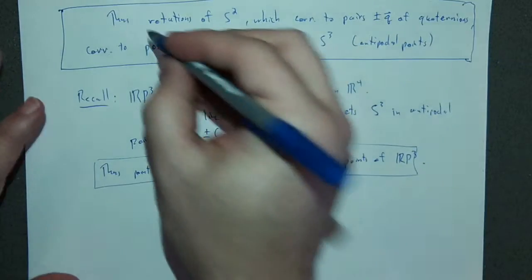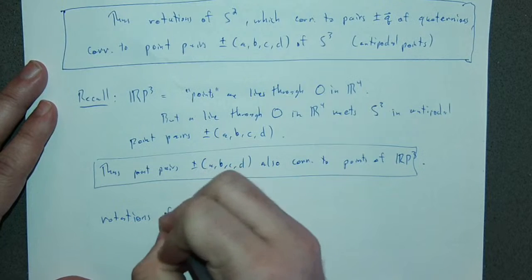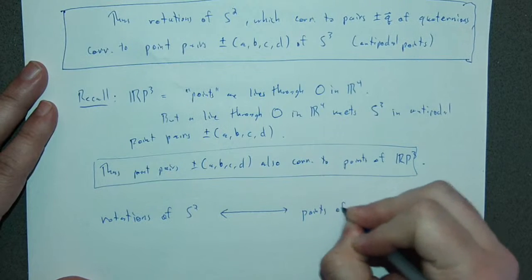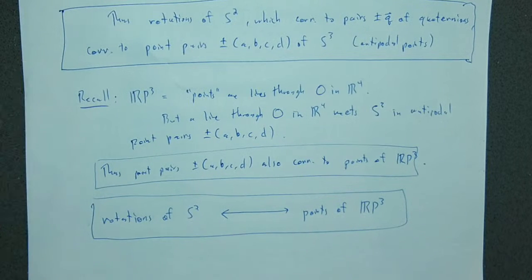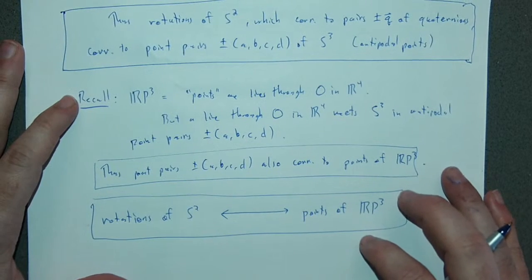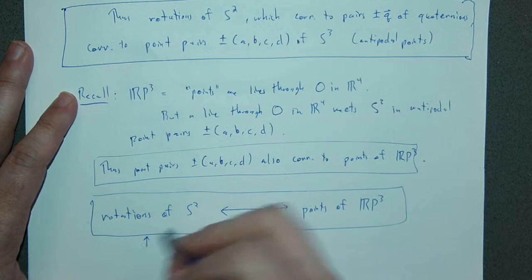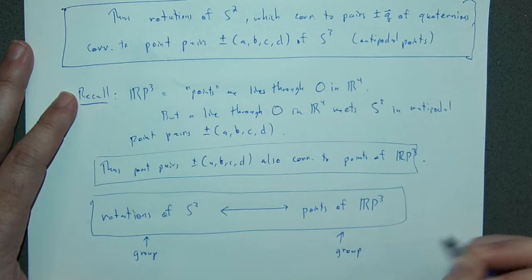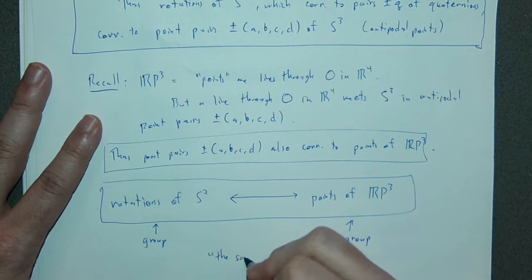Okay, and so following this through, going all the way through this correspondence, rotations of S2 correspond to points of RP3. Okay, and really what I'm interested in is using this as an example of when I can say that two geometric objects are the same in some sense. Okay, and so the idea here is to view this as a group and to also view this as a group. Okay, and then to say that these are the same group.